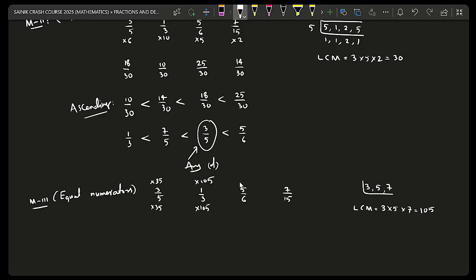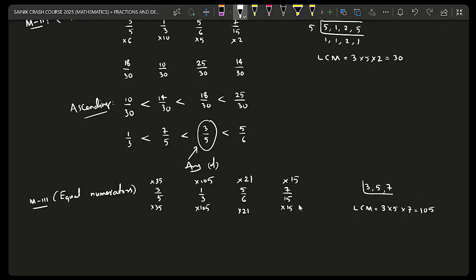5 I want to convert into 105. What shall I do? Suppose you don't know the answer, seeing this clue, other than 5, check the remaining. 3 sevens are how much? 3 sevens are 21. So 5 you should multiply by 21, and the denominator also by 21. And 7 I should multiply by which number to get 105? 15. Yes, sir, very good. 15 into 15.